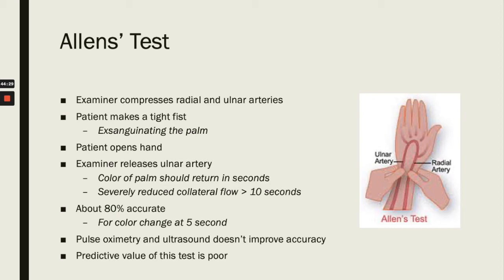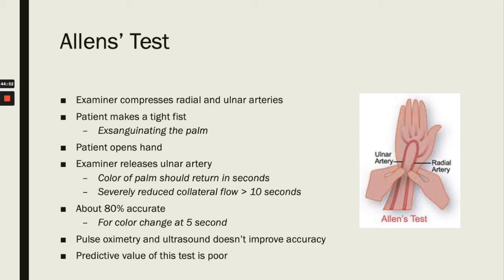So if you're looking at 5 seconds and then you just go initially to 6 seconds, it's not a big jump to say, okay, well, 5 seconds it was fine, but at 6 seconds it wasn't. So I would say for something more clear, like if it took at least 10 seconds for the color to return to the palm, then yes, the patient probably has some severely compromised collateral flow.